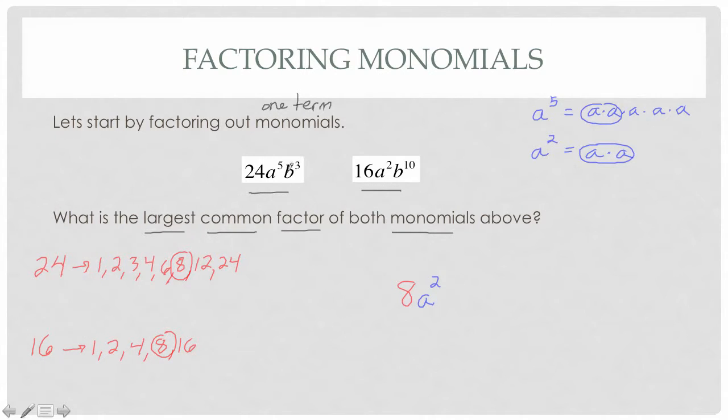Same thing with the b's. There's 3 b's here, b to the third, but 10 b's here, but in common, they both have 3 factors of b. So I would put down b to the third. This would be our greatest common factor.